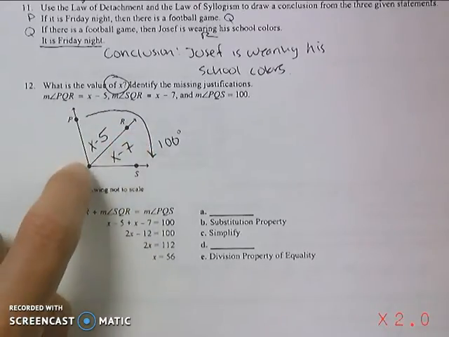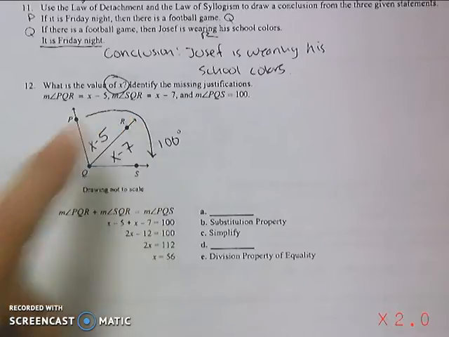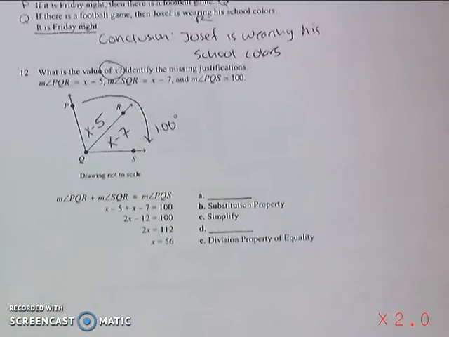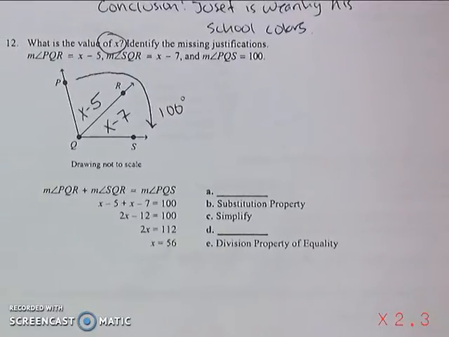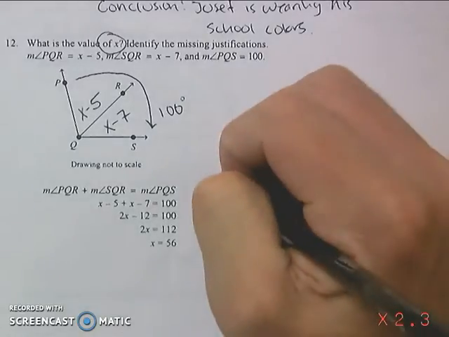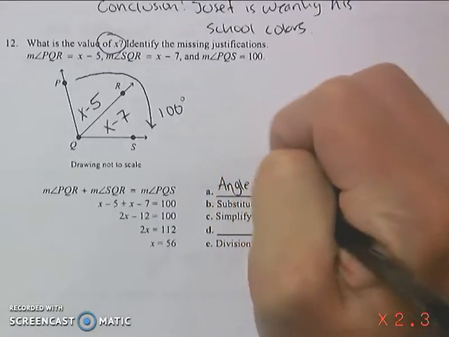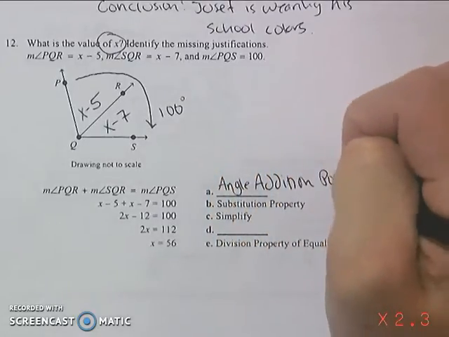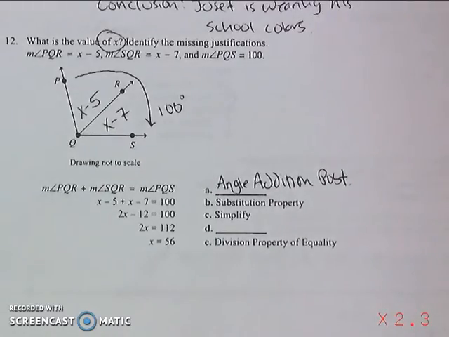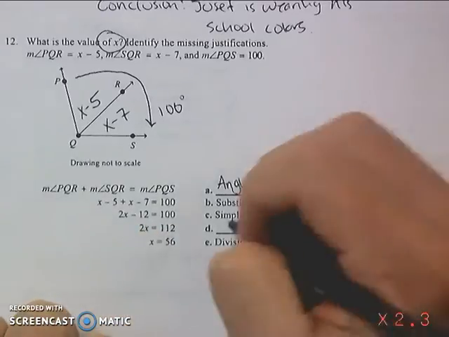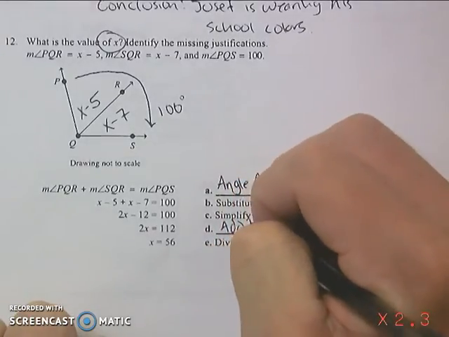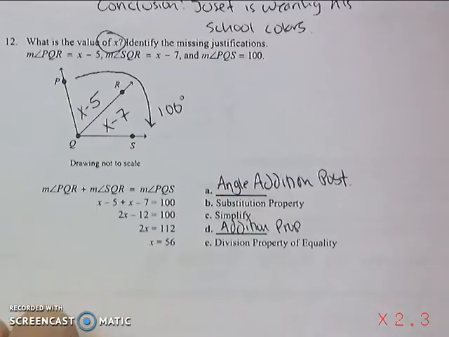It wasn't told to me that QR is a bisector, so I can't say those are congruent. So looking down below, let's zoom in, it looks like PQR plus QR equals PQS, so that's my good angle addition postulate. Then they substitute in the appropriate values. They go ahead and combine the x's, so they simplified. From here it looks like we're adding 12 to both sides, so that's just going to be addition property. So pretty easy. Okay.